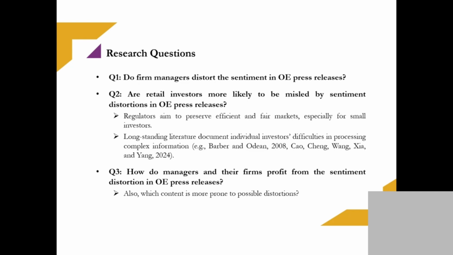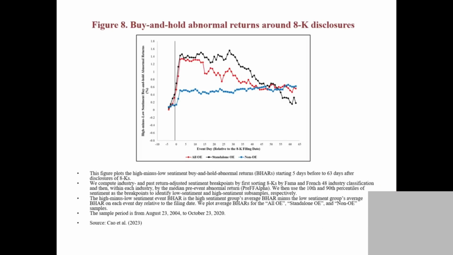And also, what's the benefit for managers doing so? If the manager wants to do the manipulation in the 8.01, what's the benefit for the manager? So you can see that this is the question we ask by analyzing the 8-K, particularly Item 8.01, by asking whether there's a manipulation. And do investors get it? Do retail versus institutional investors get it? And then, what's the benefit for managers to do this kind of manipulation? So these are the questions we want to ask.